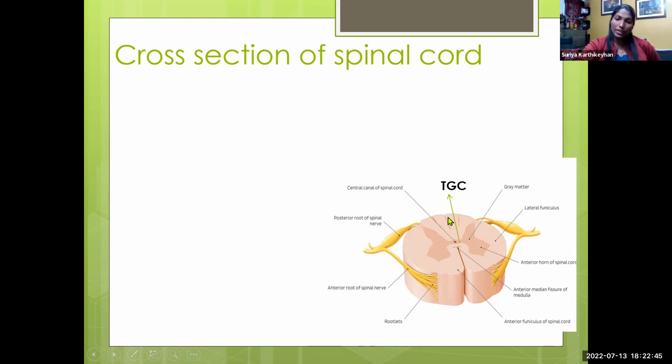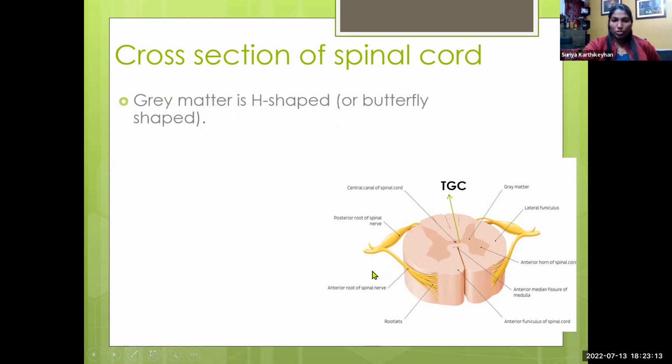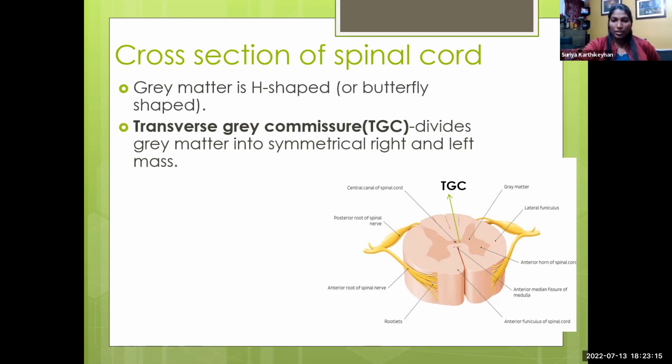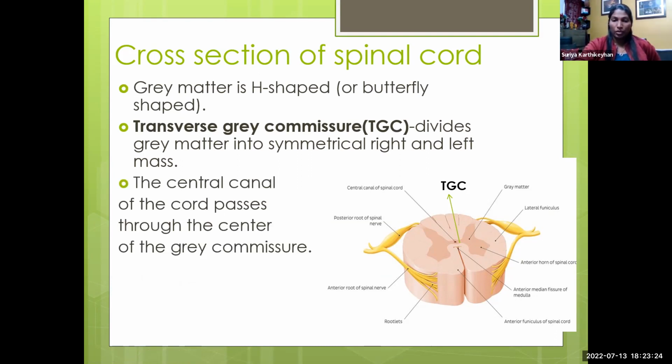And then posteriorly we have a sulcus, the posterior median sulcus, which extends like a posterior median septum. There is only a depression called the posterior median sulcus. From the sulcus there is a septum which extends into the white matter of the spinal cord. So the posterior median sulcus, posterior median septum, and anterior median fissure divide the white matter also into two equal halves. The gray matter is H-shaped or butterfly-shaped. The transverse gray commissure in the center divides the gray matter into symmetrical halves, and the central canal of the cord passes through the center of the gray commissure.